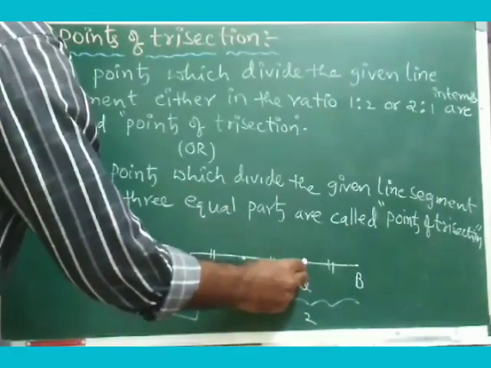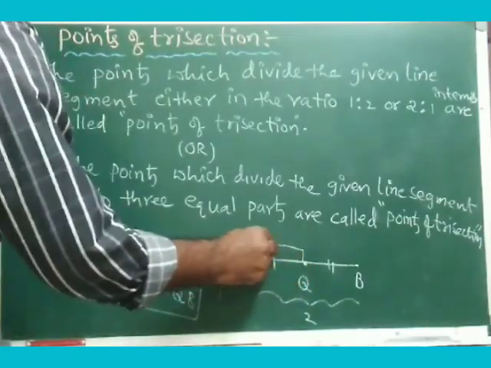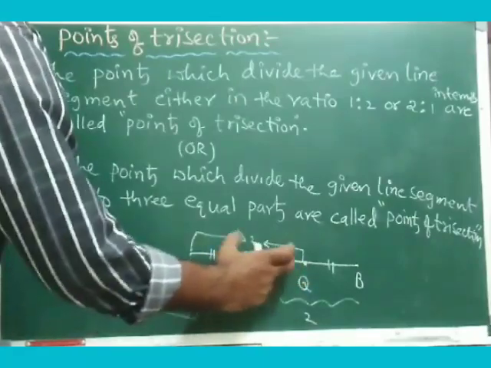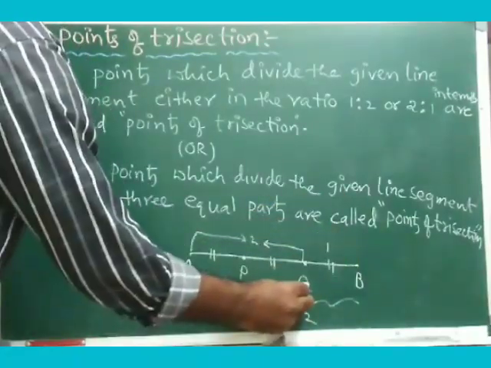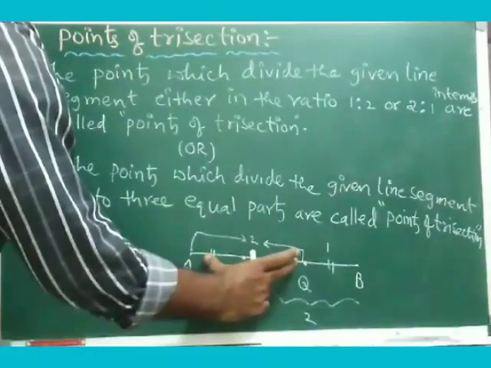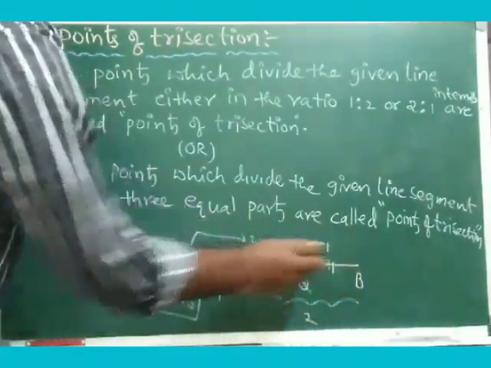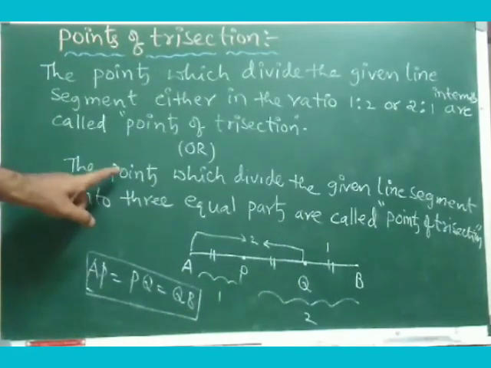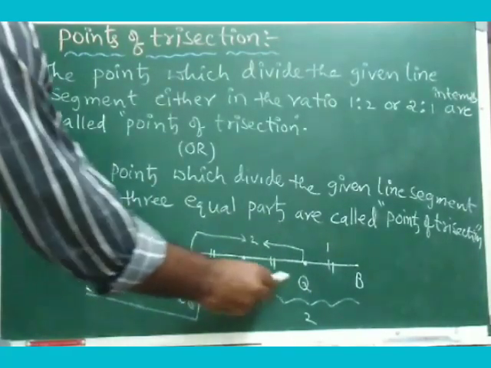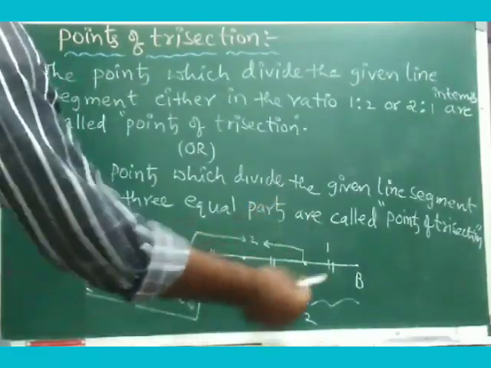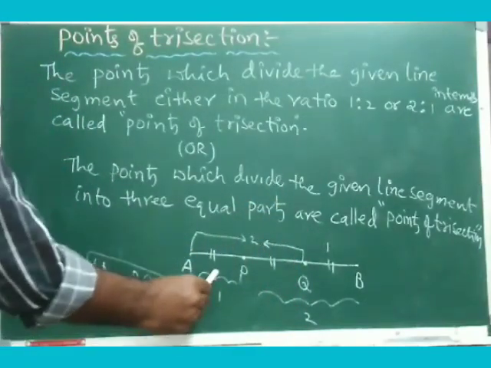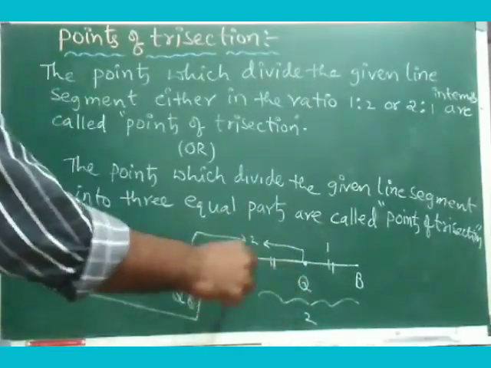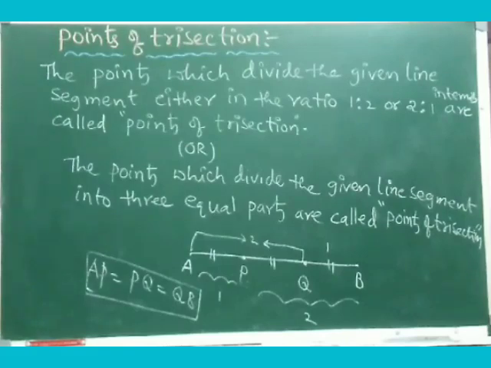Coming to Q, look at me, how many parts are these? These are 2 parts, no? Part 1 and part 2. And this is one more part. I mean Q divides the entire line segment in the ratio AQ is to QB, that is 2:1 internally. According to the second statement, P and Q are the 2 points which divide the entire line segment into 3 equal parts. Hence P and Q are known as points of trisection.